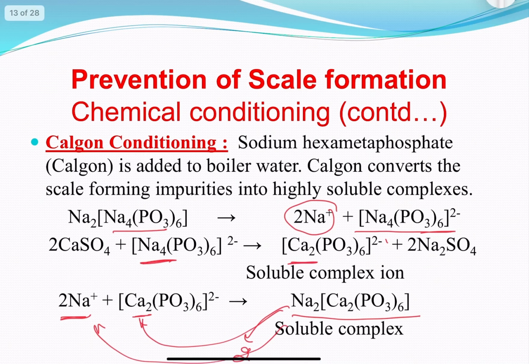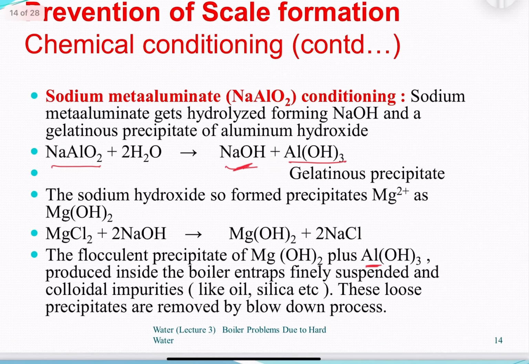Then Calgon conditioning can be used when calcium and magnesium salts of any kind are present in water. And last is aluminate conditioning. So this is all about the prevention of scales in boilers, and this is very, very important from examination point of view, and you get a question on this almost every year.